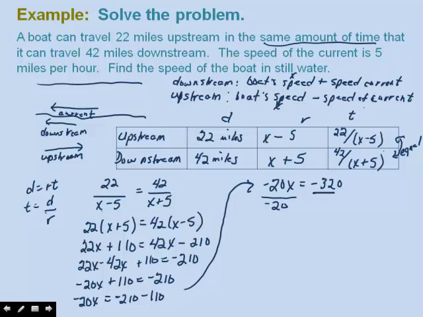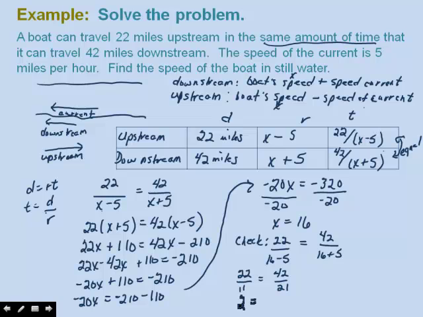Now we can divide both sides by negative 20. And the negatives cancel each other out here. If we divide 320 by 20, we get 16. Now let's check our answer with our original equation. We have 22 over 16 minus 5 equals 42 over 16 plus 5. It gives us 22 over 11 on the left side and 42 over 21 on the right side. 22 divided by 11 is 2. 42 divided by 21 is also 2, so that checks.